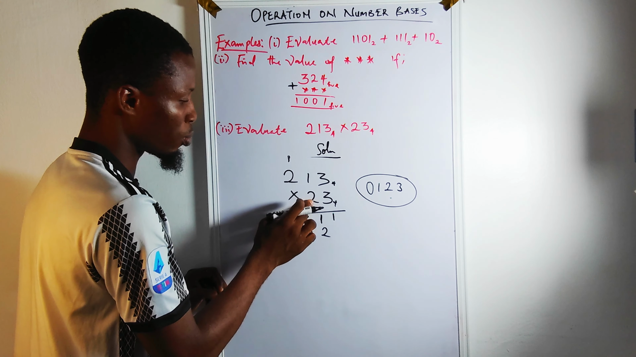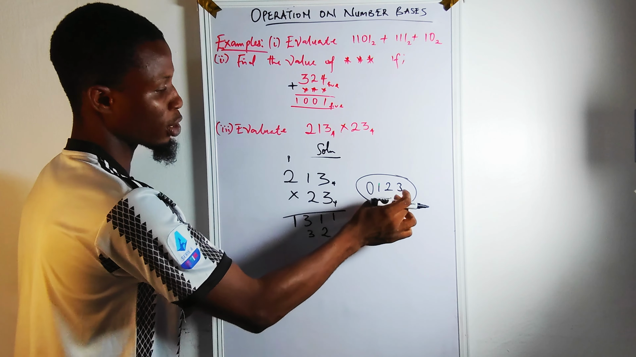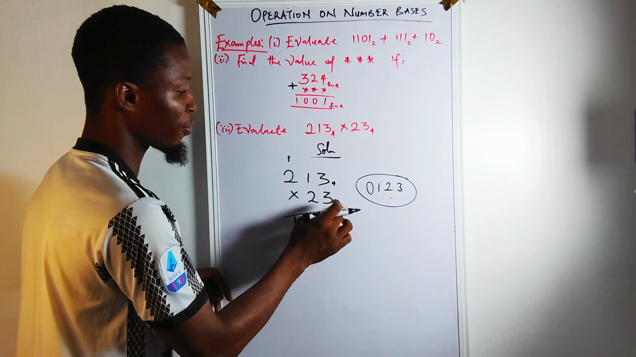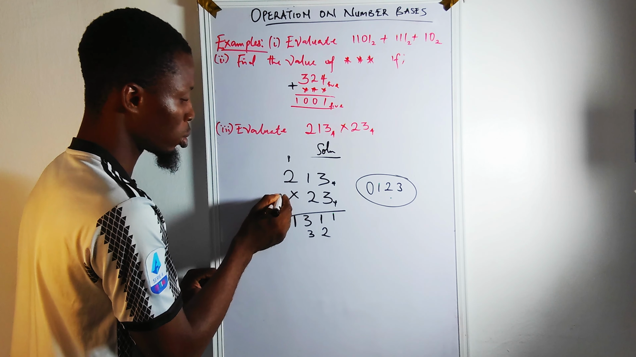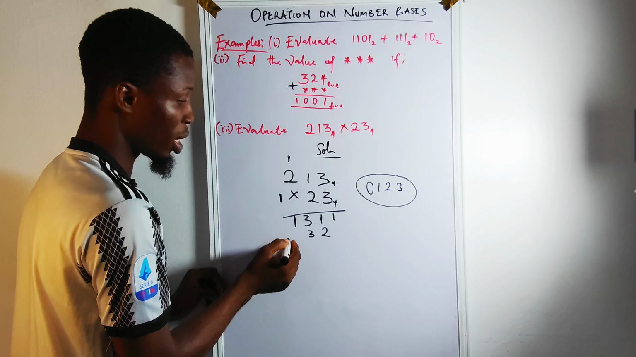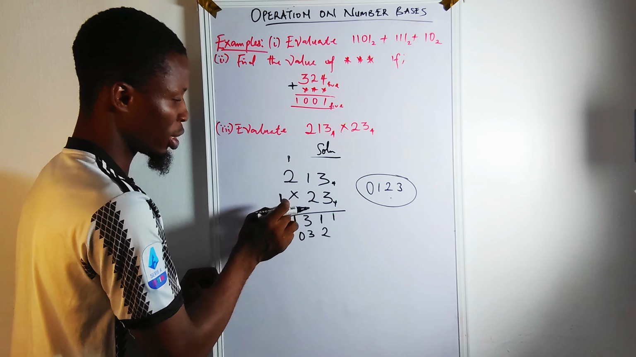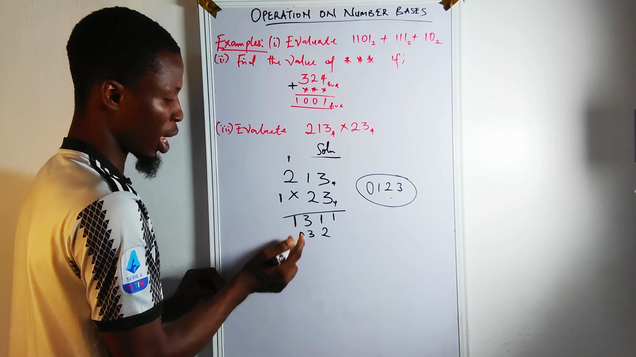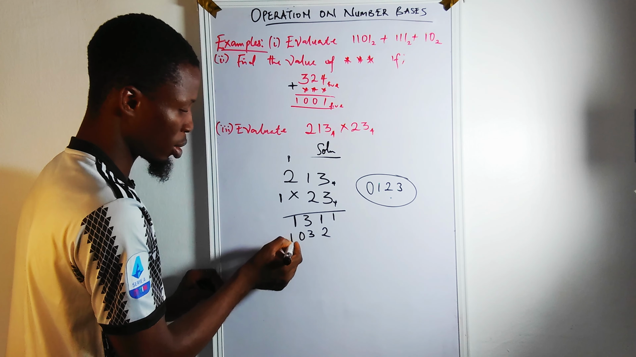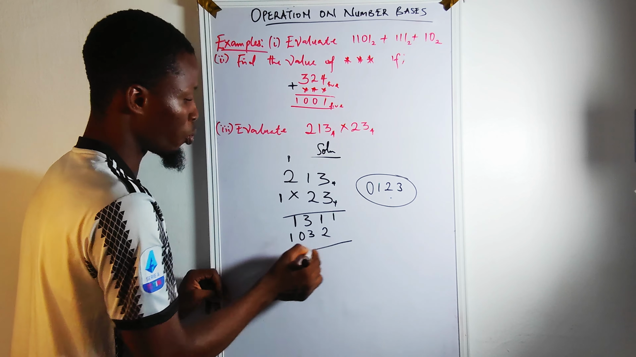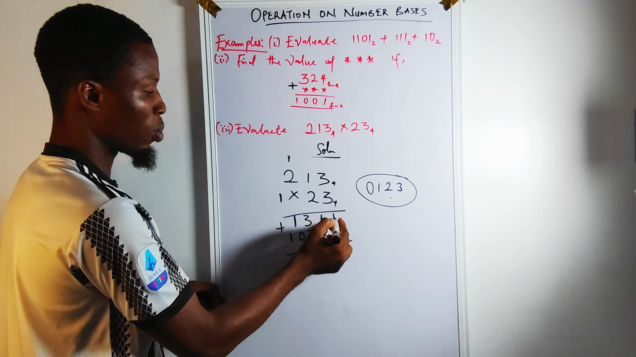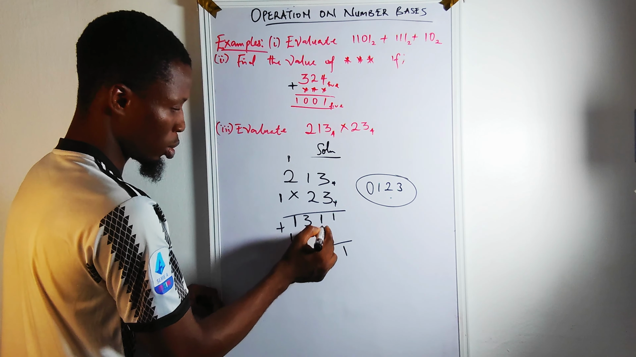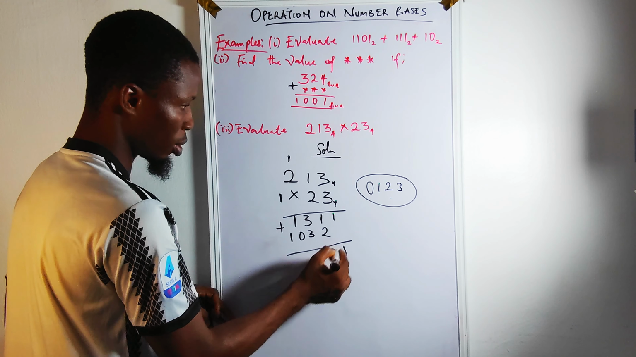Now, 2 times 2 is 4. 4 is not a member, so you have to divide. So 4 divided by 4 is 1, remainder 0. This is not a part of the question, so we just add it up to this place. Then we add up. So 1 plus 0 is 1. 1 plus 2 is 3.